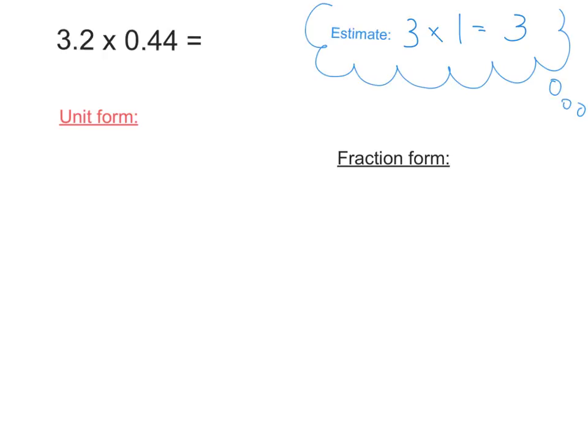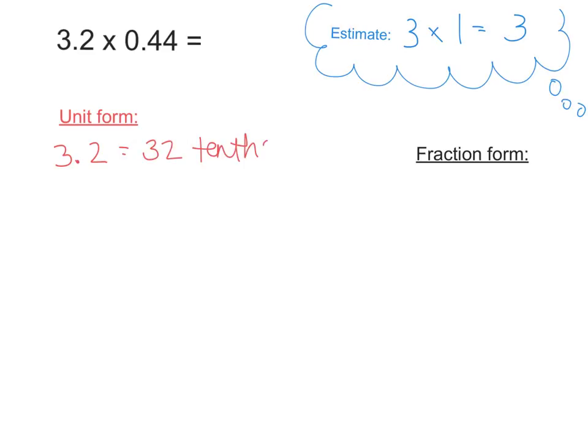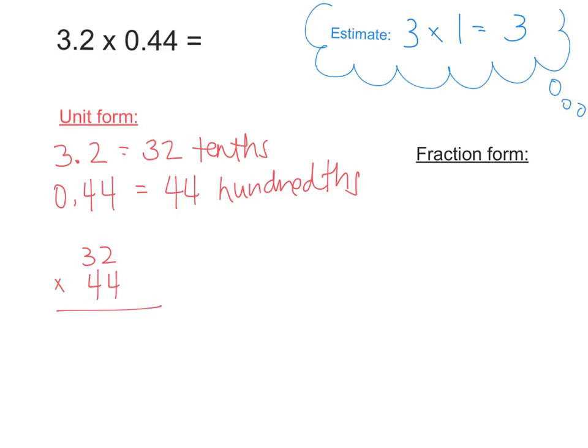Not 300, not 3,000s, not 300ths, but somewhere around 3. Okay? This time let's do unit form first. We know that 3.2 is the same as 32 what's? Tenths. Good. And we know that 0.44 is the same as 44 what's? Hundredths. Okay. Now what we can do is we can just multiply 32 times 44. And over here is tenths, and over here is hundredths.